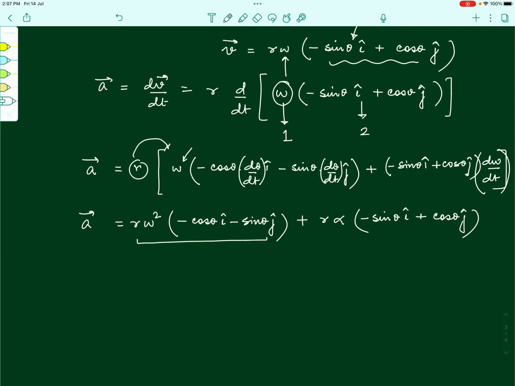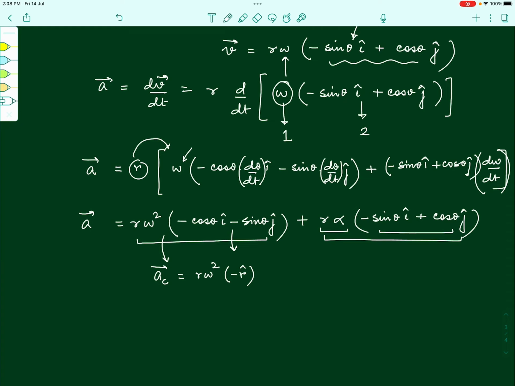This is one term and this is the other term. See that the first term is the same as the centripetal acceleration AC, which is equal to r omega squared in magnitude, and its direction is radially inward, minus r cap. Whereas the second term, r alpha, is the magnitude of the second type of acceleration that we are getting here, and this unit vector is the same as the unit vector v, that is along the tangential direction, right.